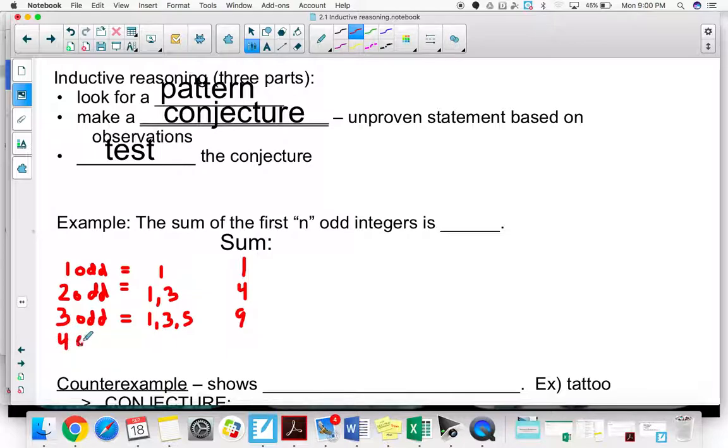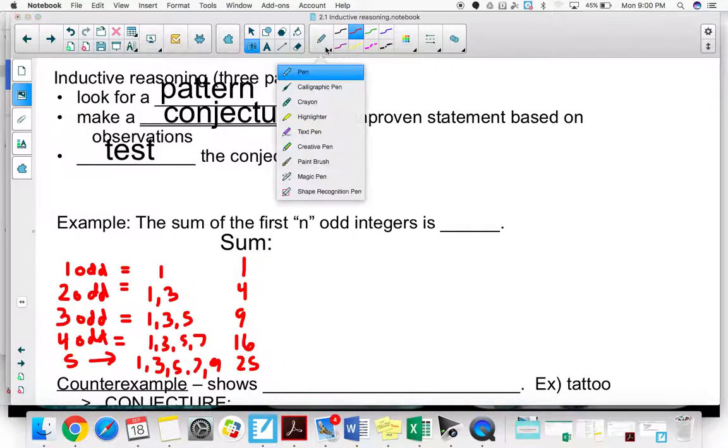All right, so first 4 odd numbers. That would be 1, 3, 5, and 7. If we add this here, 1 plus 3 is 4, plus 5 is 9, plus 7 is 16. All right, let's try the next one. So the first 5 numbers, that would be 1, 3, that's 2, 5, that's 3, 7, that's 4 numbers, and then 9, that's 5 numbers. If we add those all up, we get 25.